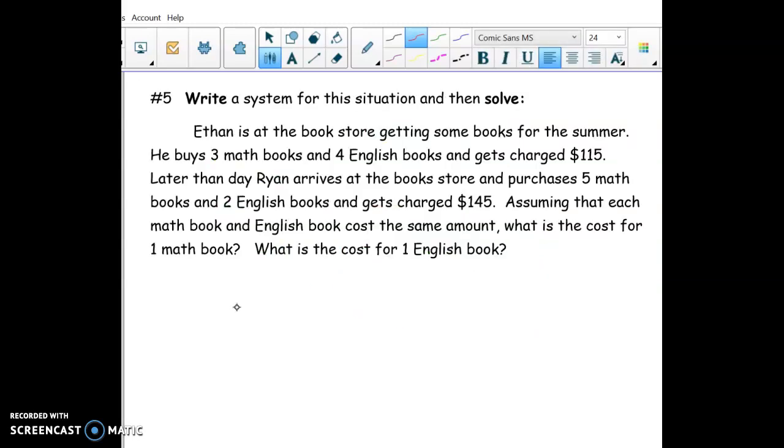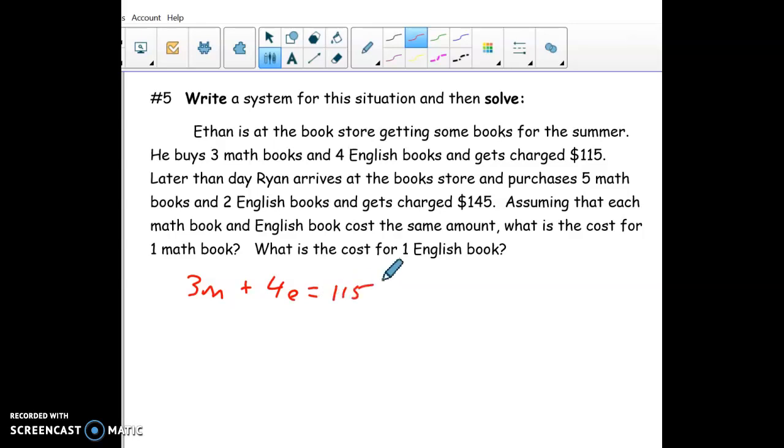All right, last one for you. This is a story problem. Pause the video, give it a shot. All that's different here is you have to write the system before solving. Okay, so the two variables are the cost for a math book and the cost for the English book. All right, so we know when Ethan is in the store, he buys 3 math books plus 4 English books, and that is $115. And then Ryan comes in and he wants to do a little bit more math, so he gets 5 math and 2 English. He gets charged $145. Okay, so now we want to find the cost for each book.